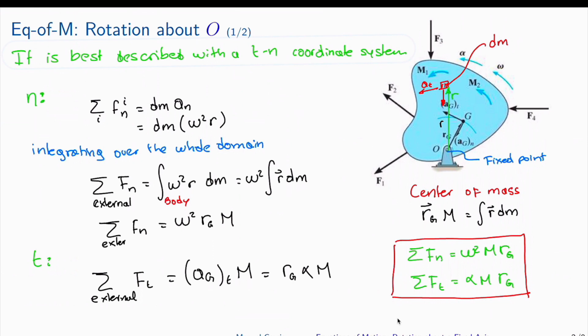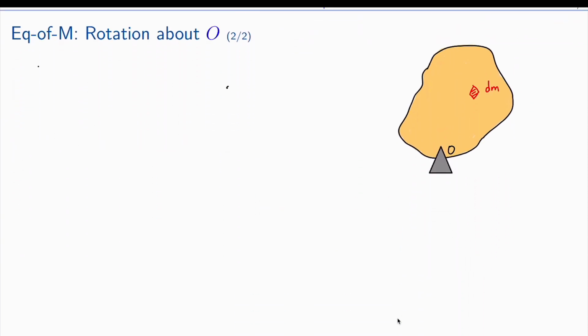Let's now consider the moment about our center of rotation. So let's consider that this is our rigid body. Remember, our rigid body is composed of a system of particles of mass dm, and every single one of these particles is located at a distance r from the point of rotation, and this particle will therefore have some normal acceleration and some tangential acceleration.